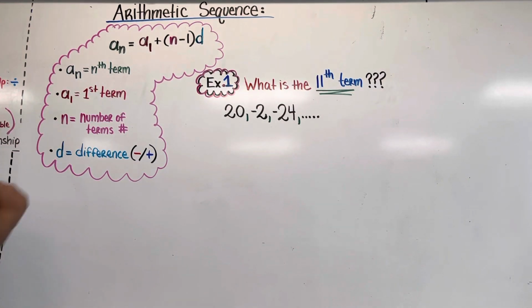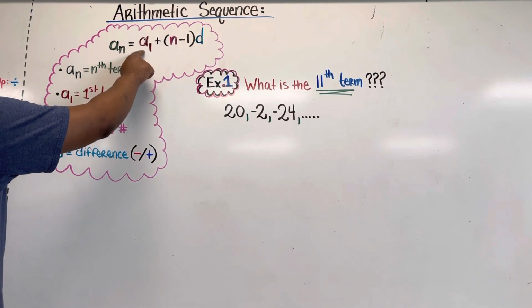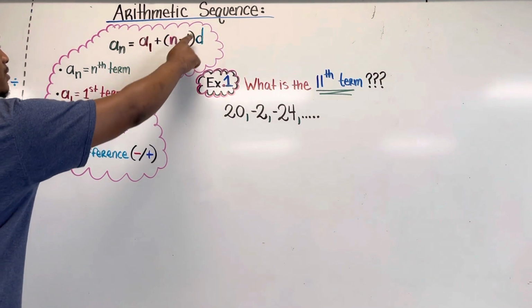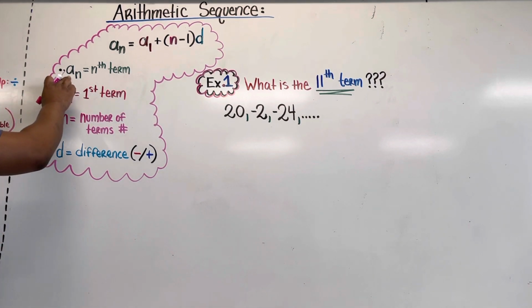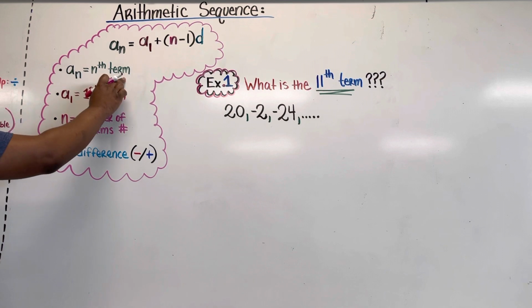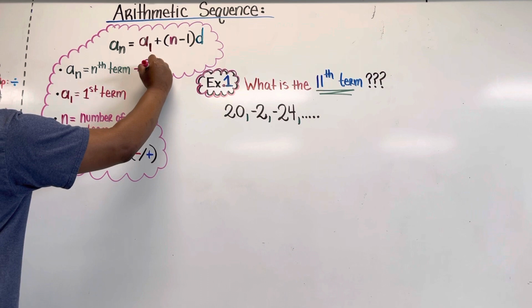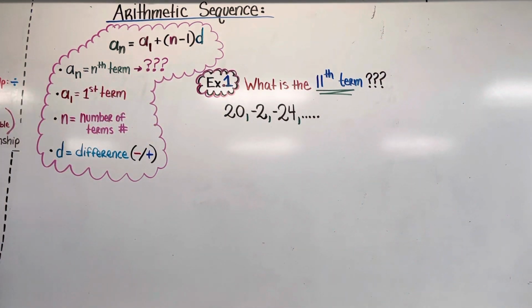So right here, guys, this is the formula for an arithmetic sequence. It's a_n equals a_1 plus parentheses n minus 1 parentheses close times d. Now, let's go through each part and I'm going to explain it. a_n is the nth term. This is the term that we're trying to figure out in these types of problems. You're always trying to find the nth term within the pattern that is given.